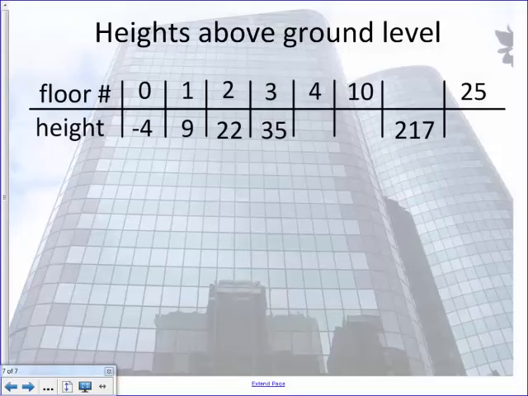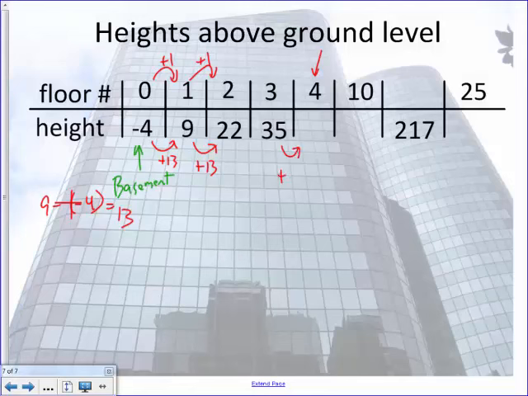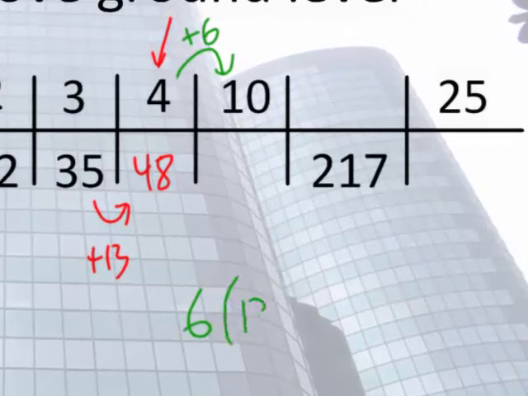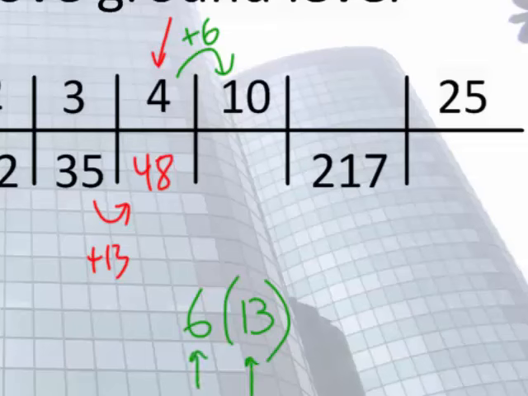So let's see if we can find our missing heights and floors. When the floor is 4, we just jump up 13, right? So that one's not too bad, 48. Okay, so now we're jumping up 6 floors, right? Each time we jump a floor, we jump 13 in height. So I have 6 of those floors at 13 each, and we multiply to give us 78. That 78 needs to get added on to our 4th floor. So you've got to think through it a little bit. That would be 126.